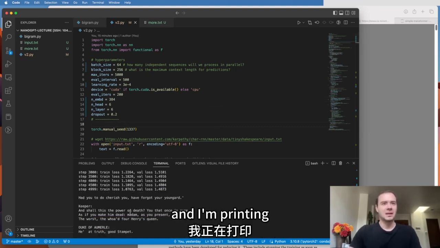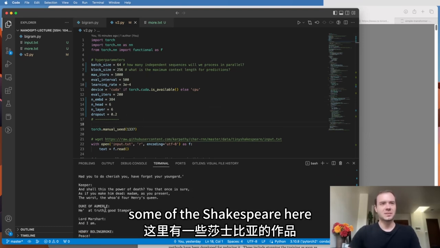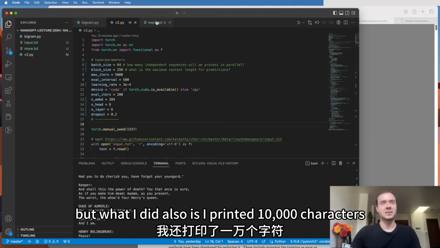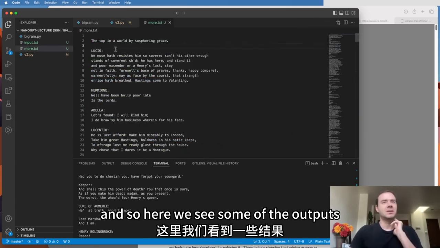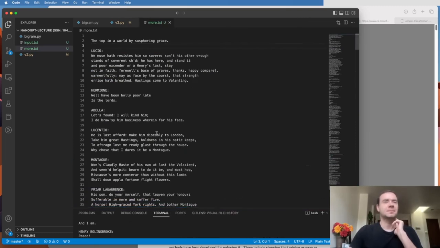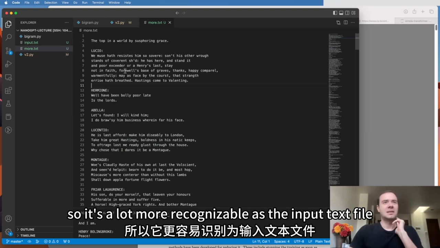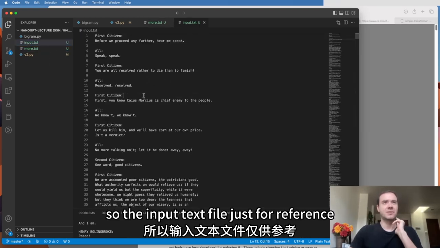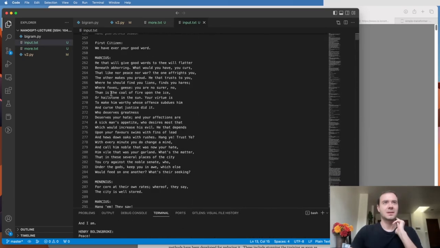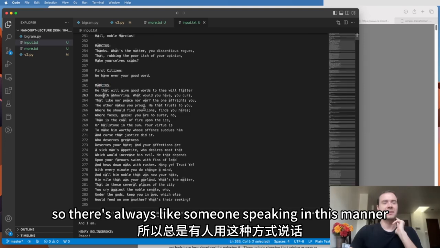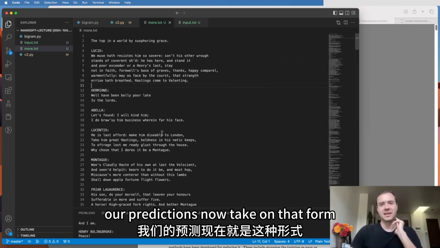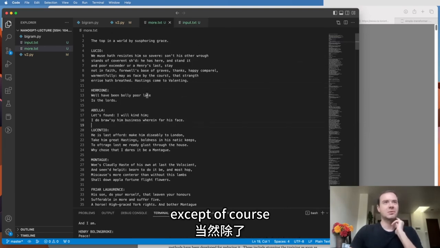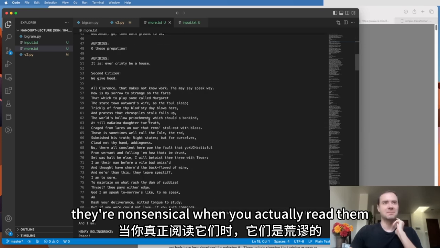And I'm printing some of the Shakespeare here, but what I did also is I printed 10,000 characters, so a lot more, and I wrote them to a file. And so here we see some of the outputs. So it's a lot more recognizable as the input text file. The input text file, just for reference, looked like this. So there's always someone speaking in this manner. And our predictions now take on that form, except of course they're nonsensical when you actually read them.